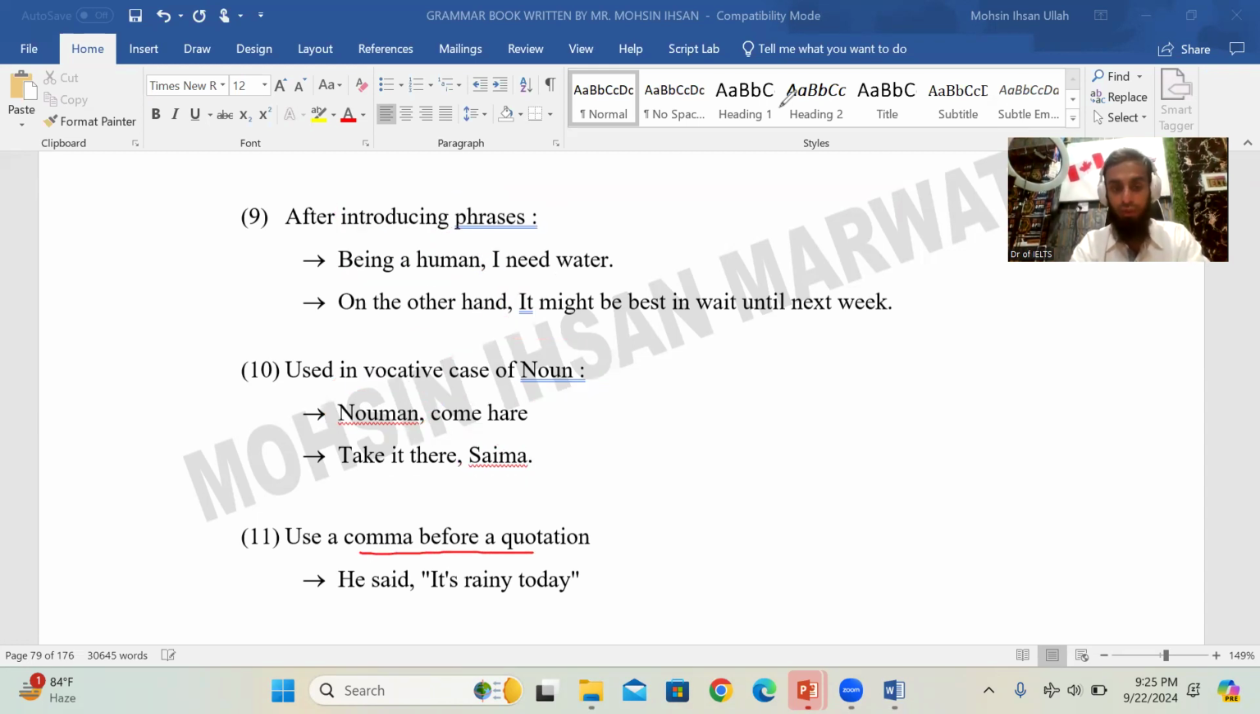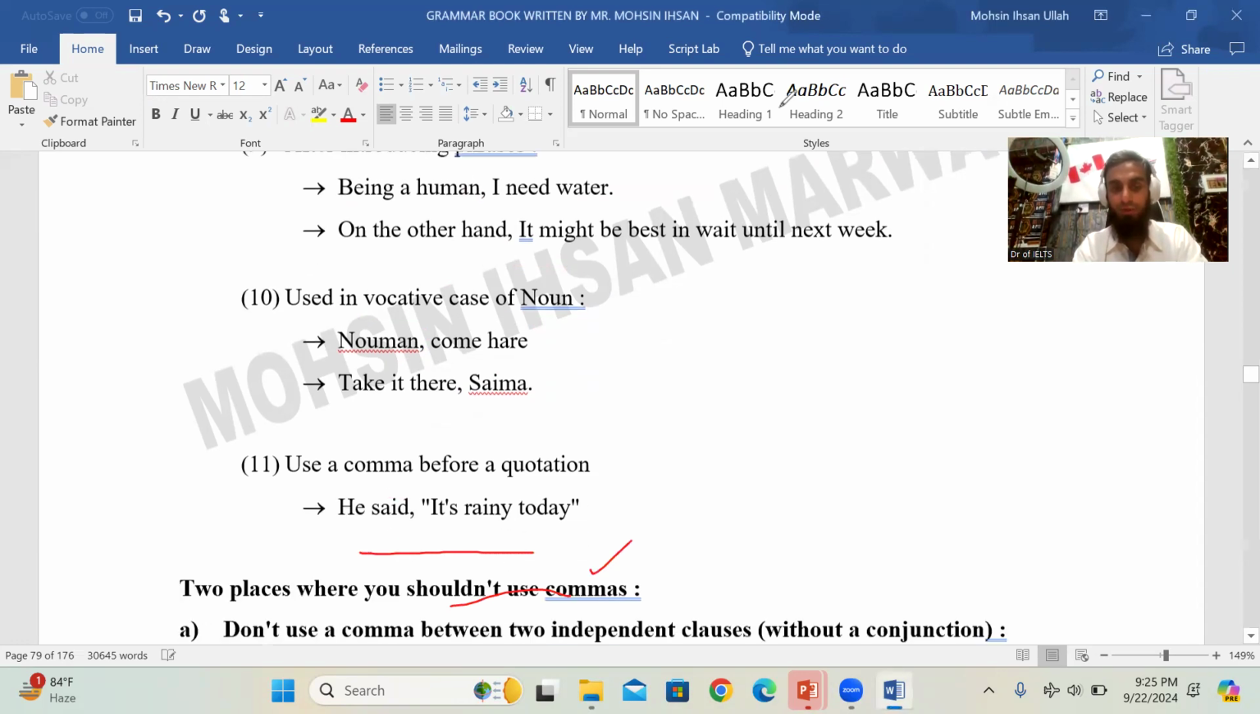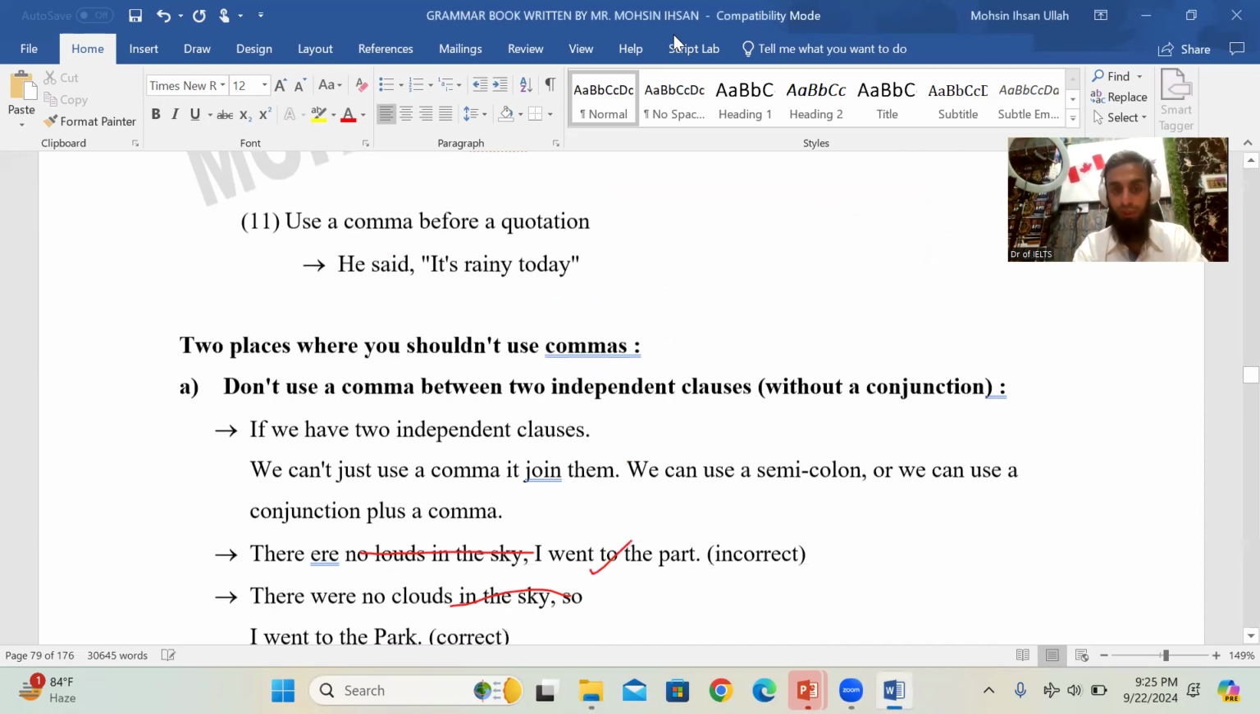Use a comma before a quotation. If you want to put any quotation somewhere in an essay or elsewhere, we use a comma before that, right?